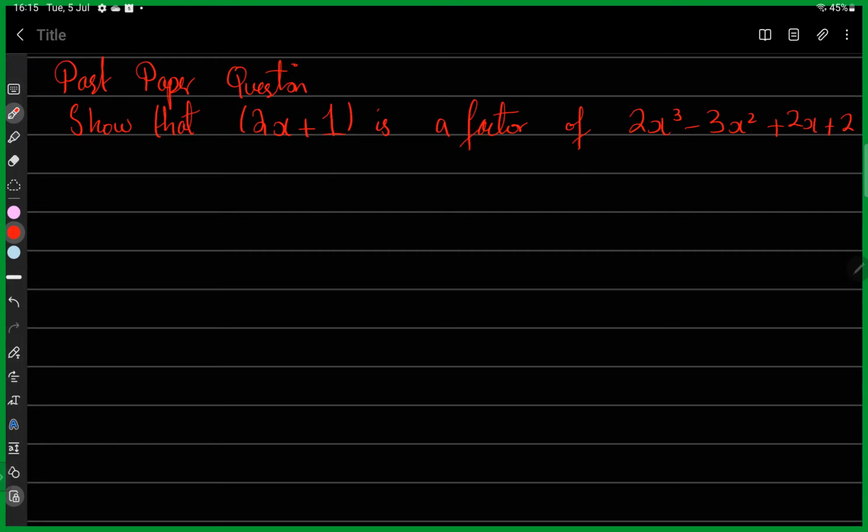The past paper question says show that 2x plus 1 is a factor of 2x cubed minus 3x squared plus 2x plus 2. Now students, again, if you want to prove that something is a factor, you need to show that the remainder is 0. In order to show that the remainder is 0, we have multiple ways. Either you can do it by long division, or you can directly use the remainder theorem and show that the remainder turns out to be 0. So let's do it through both the methods.